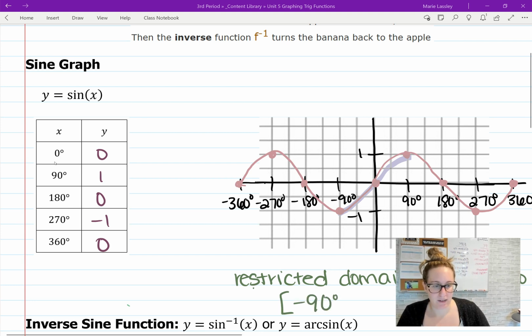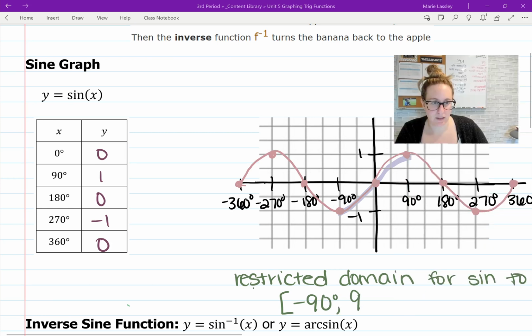Oh, let me move my head. Where's my mouse? There it is.